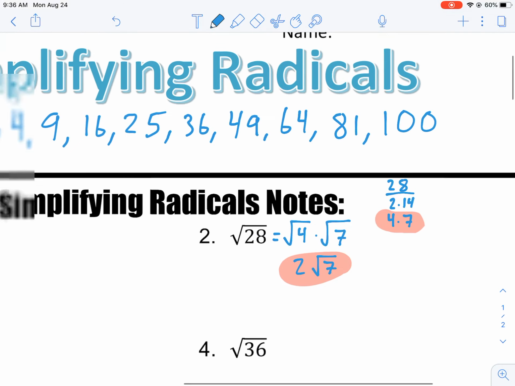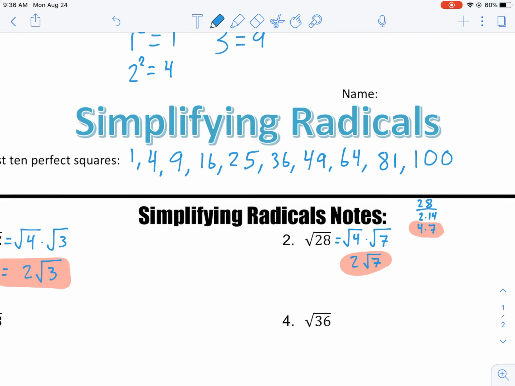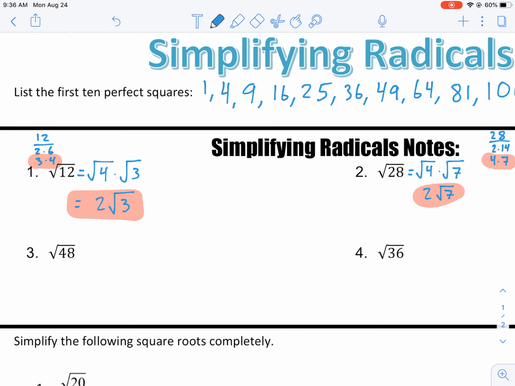All right, so pretty easy so far. I'm going to show you now 2 ones that can be a little bit trickier, all right?